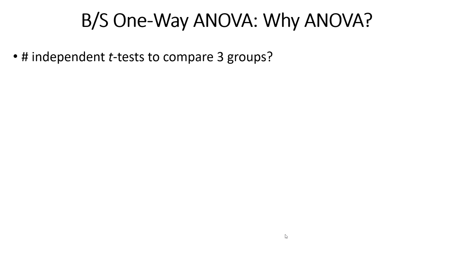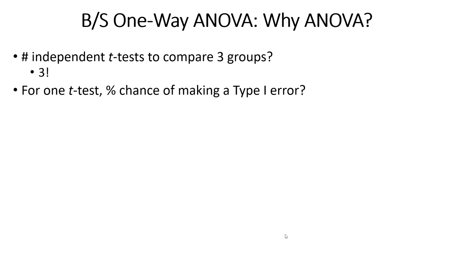Right, so we would need to conduct a t-test to compare liberals and conservatives, liberals and moderates, and then finally moderates and conservatives. So we would actually need to conduct three different independent samples t-tests if we're going to compare all three groups. But there's a problem here. And the problem is with type 1 error. So for any individual t-test, what is the percentage chance of making a type 1 error?